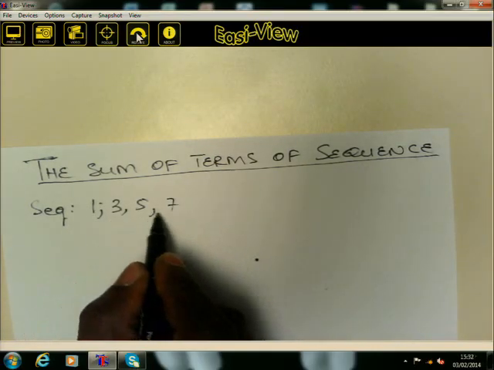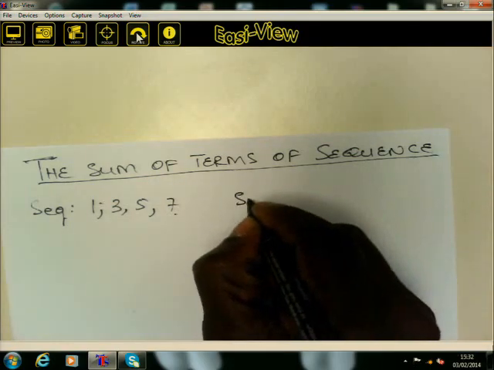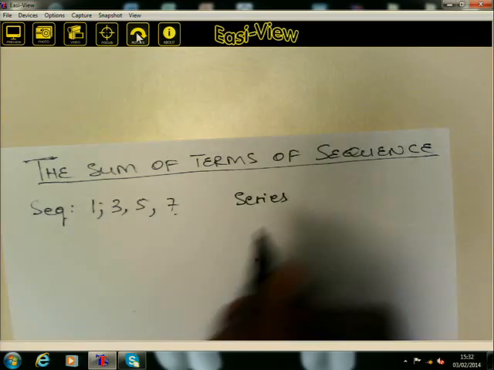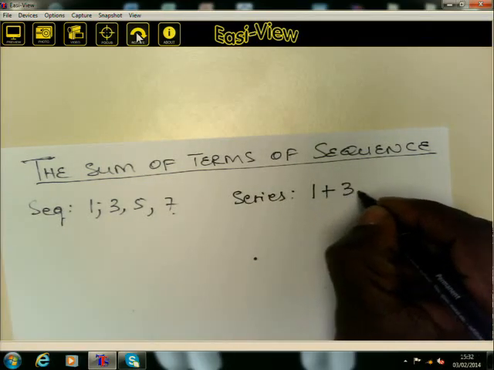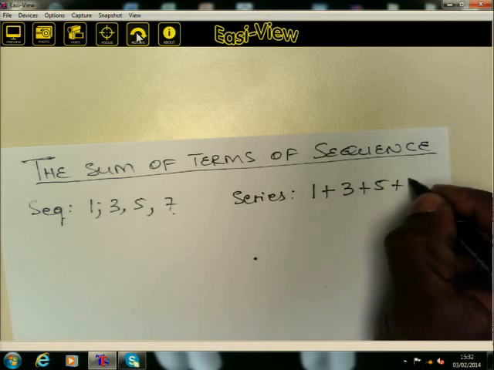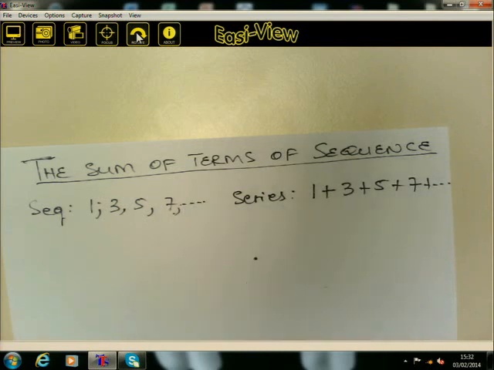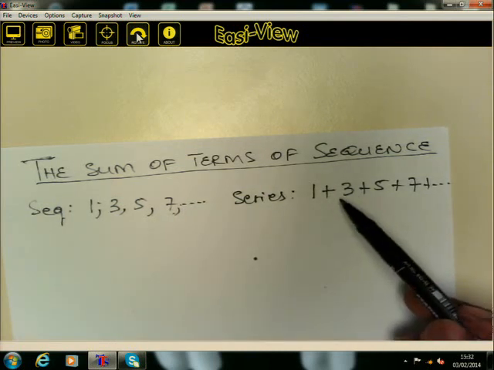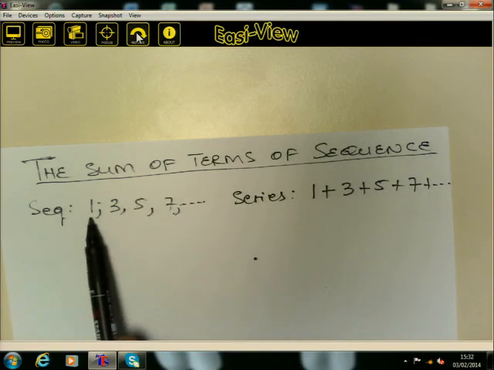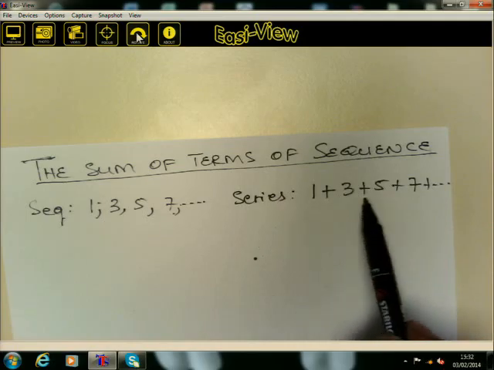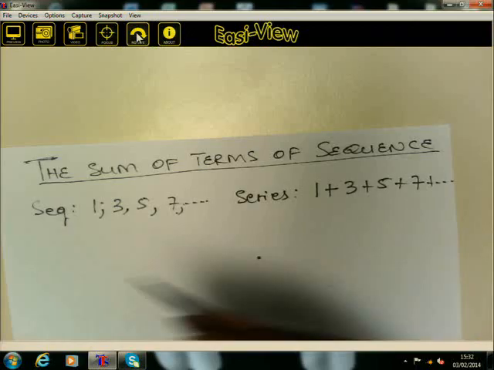But if you sum them up now, they become a series. To make an example, if this is a sequence, 1 plus 3 plus 5 plus 7 plus up to infinity, this one is called a series. This one is the sequence. If you sum up the terms of a sequence, you get what you call a series. Summing them up is something that can be done.